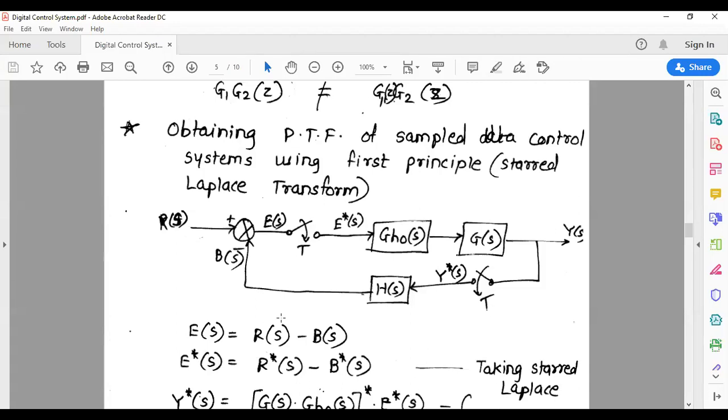Let us get started stepwise in the very same way which we have already done, and let us see how we use the properties of the star function here. E of S is what we have, which will be R of S minus B of S. A sampler is put in between, so obviously the output will be E star of S. Now, the moment I take E star of S, it is as good as taking the star transform of the first equation. So E star of S will be R star of S minus B star of S. This is what I have taken.